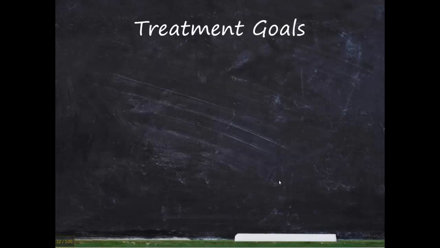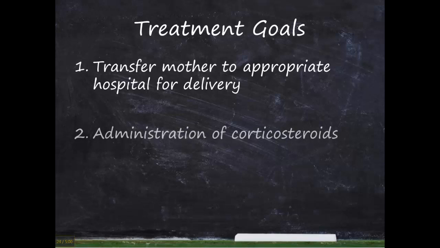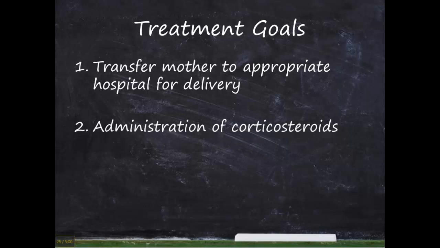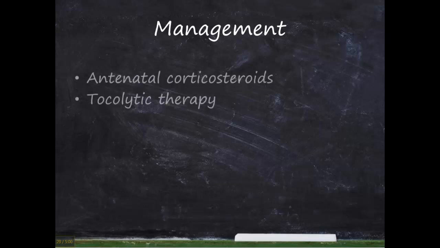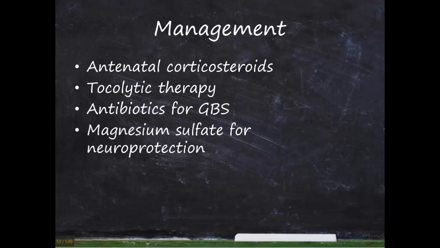When we diagnose somebody with preterm labor, now we have to think about the treatment and the management. As far as the treatment, there are 2 main treatment goals. Number 1 being transfer the mother to an appropriate hospital for delivery, and number 2 being the administration of antenatal corticosteroids. As we stated before, we want to administer antenatal corticosteroids for fetal lung development, and administer tocolytic therapy to help provide us a window in which to administer these corticosteroids. We would like to start antibiotics for group B strep prophylaxis, since group B strep infection is more prevalent in a preterm population versus a term population, and initiate magnesium sulfate for neuroprotection.